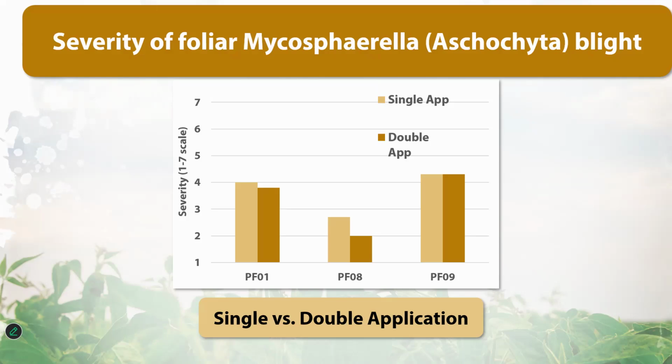And across all products, we saw a reduction in foliar severity of Ascochyta blight in 2 of the 3 trials. So that's 01 and 08. With the double application compared to the single application, ratings were even between treatments at the 3rd trial, so that's 09.